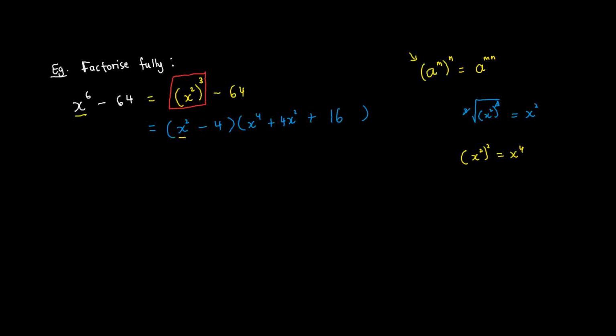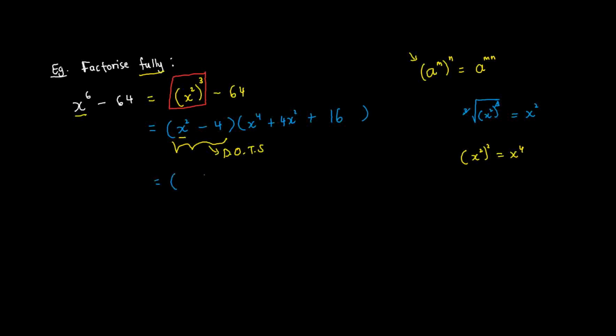Very, very interesting. Now, as I said, if you can factorize further, please do so. Let's look at x squared minus 4. What type of factorization is this? It's the difference of two squares. So what I can do is factorize this further. I have a perfect square minus a perfect square.